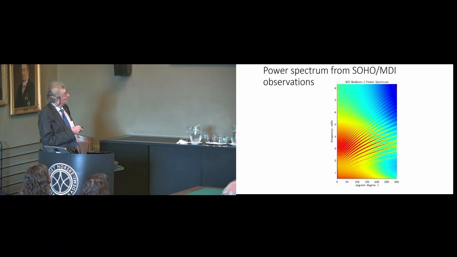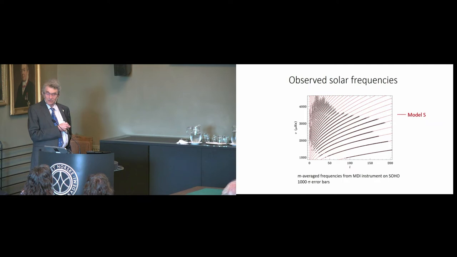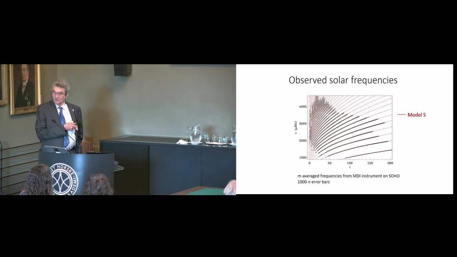And we can see that if we extract the frequencies of the modes from these ridges, so here is plotted the frequencies of the oscillations, with error bars. Being good observers, we have to indicate the error bars, but these error bars are 1,000 sigma error bars. So we know these frequencies of oscillations better than we know the mass of the sun, because the determination of the mass of the sun is limited by the determination of the gravitational constant.